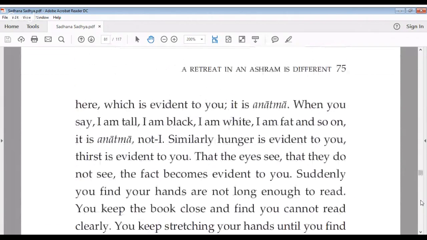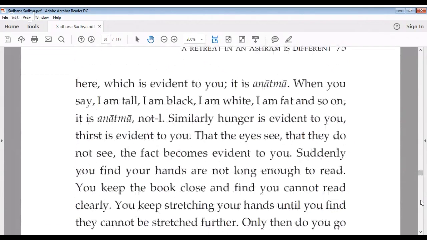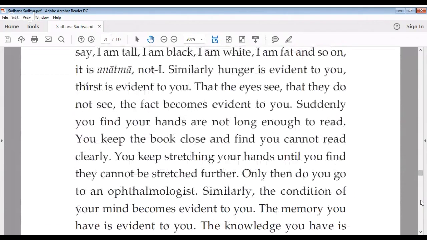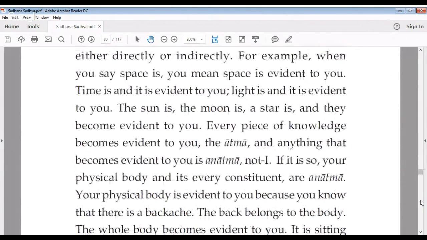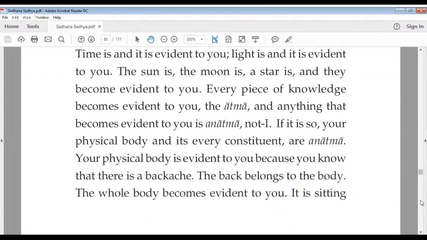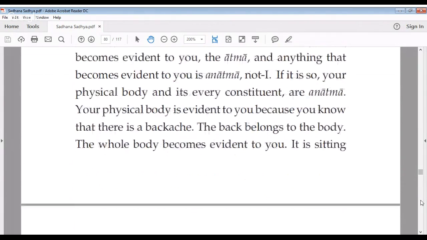Every piece of knowledge becomes evident to you, the Atma. And anything that becomes evident to you is Anatma, the not I. If it is so, your physical body and its every constituent are Anatma. Your physical body is evident to you because you know that there is a backache. The back belongs to the body. The whole body becomes evident to you. It is sitting here which is evident to you. It is Anatma. When you say, I am tall, I am black, I am white, I am fat, and so on, it is Anatma, not I.